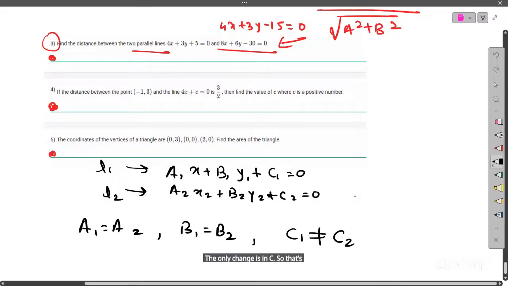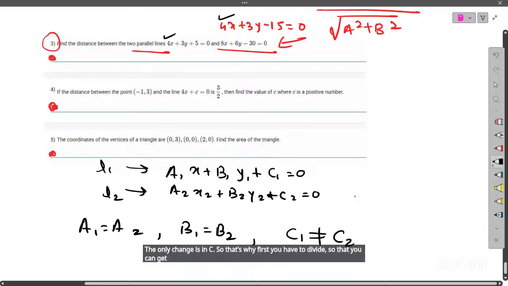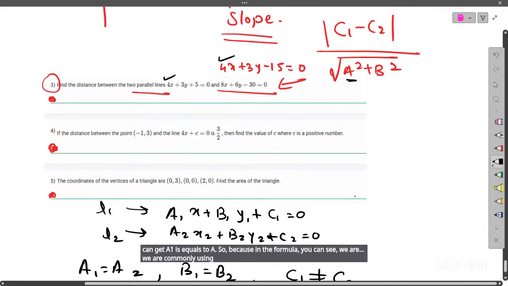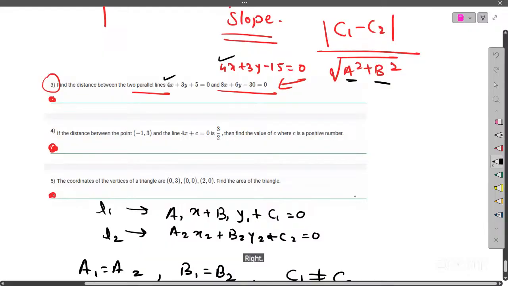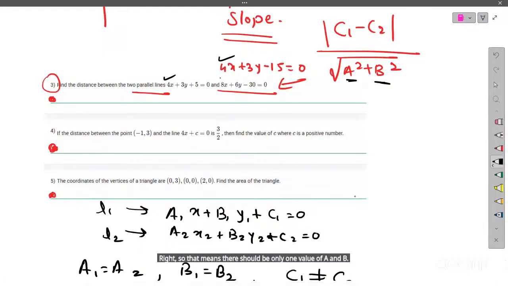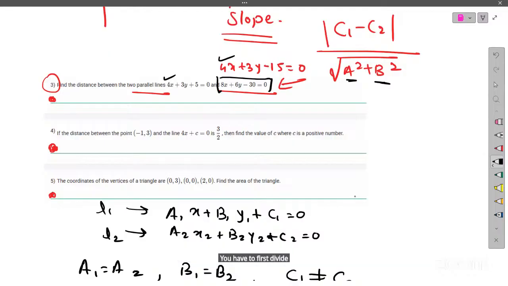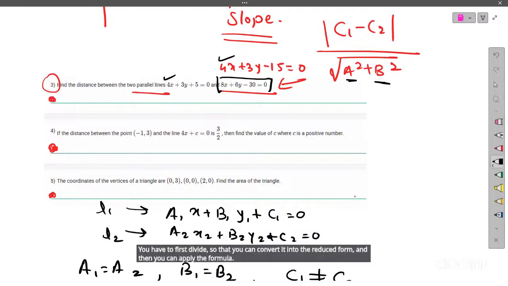So that's why first you have to divide, so that you can get a1 equal to a2. In the formula we are commonly using A and B, so there should be only one value of A and B. You cannot apply the formula just by using this particular equation. You have to first divide to convert it into the reduced form, and then you can apply the formula. Is that okay?